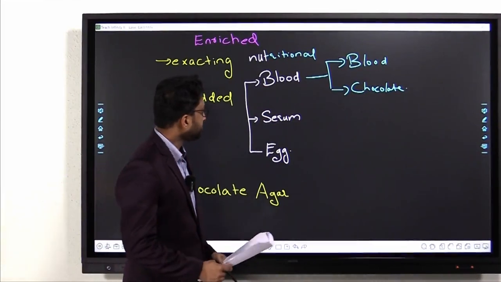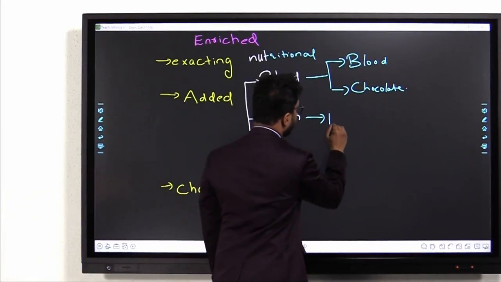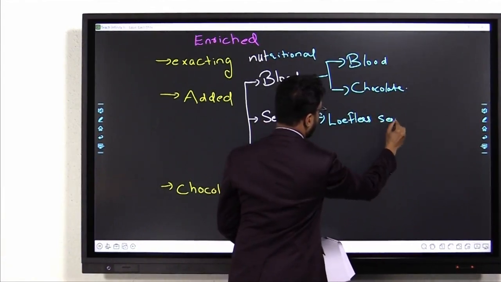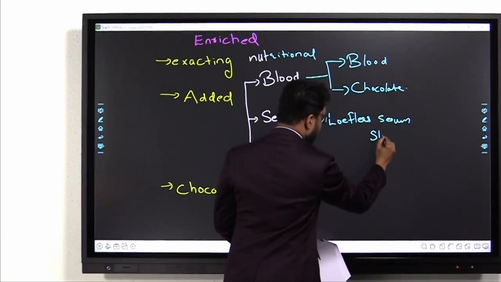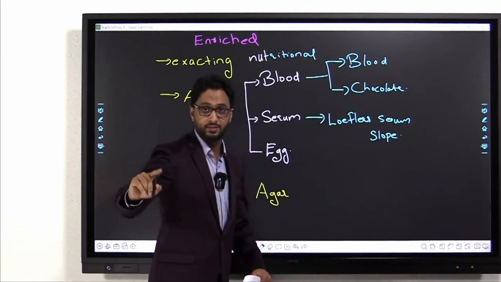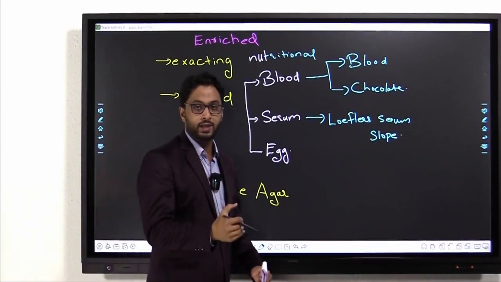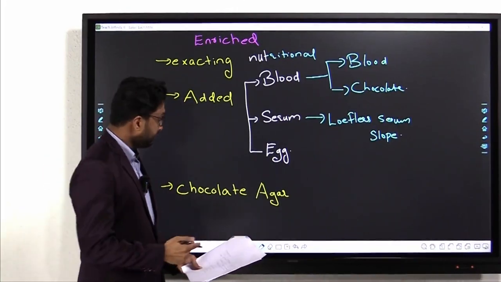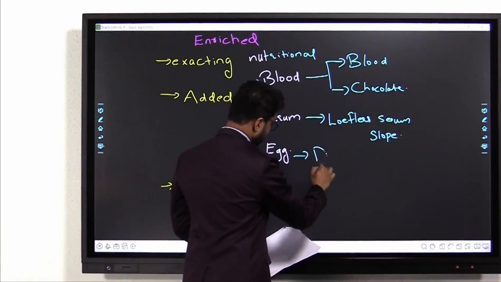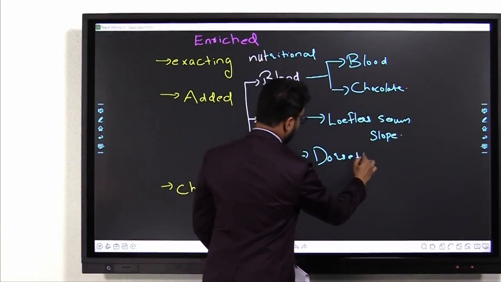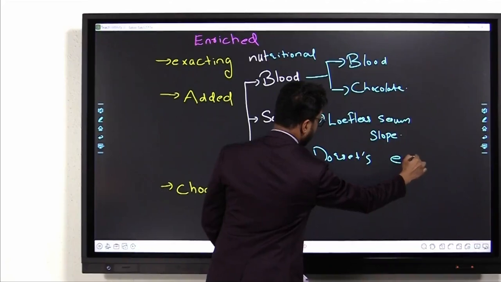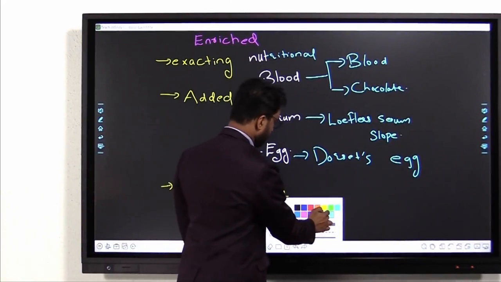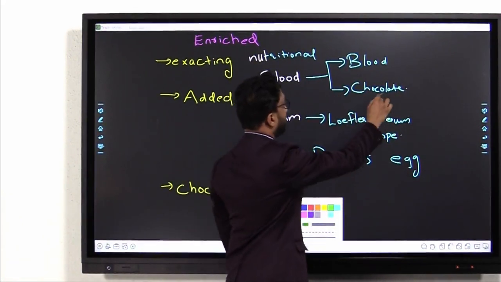Okay, now the serum is Loeffler's serum slope. Okay, serum slope. What's the bacteria here? Corynebacterium diphtheriae, isn't it? Slope, quick diagnosis. Loeffler's serum slope. Now, with egg, it is Dorset's egg media. Okay, Dorset's egg media. For what? It's for tuberculosis, isn't it? It's for tuberculosis.